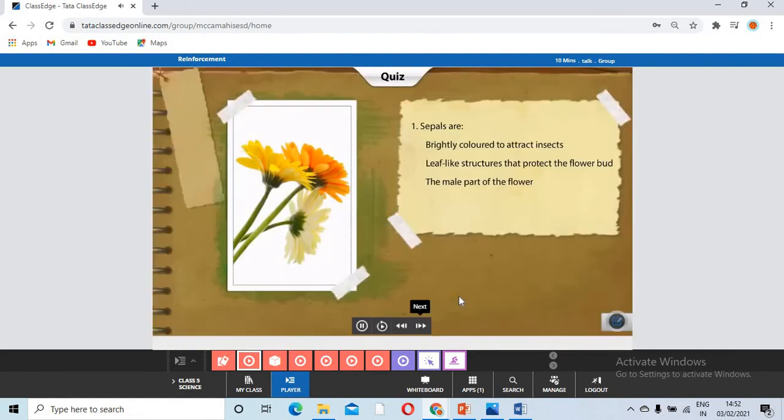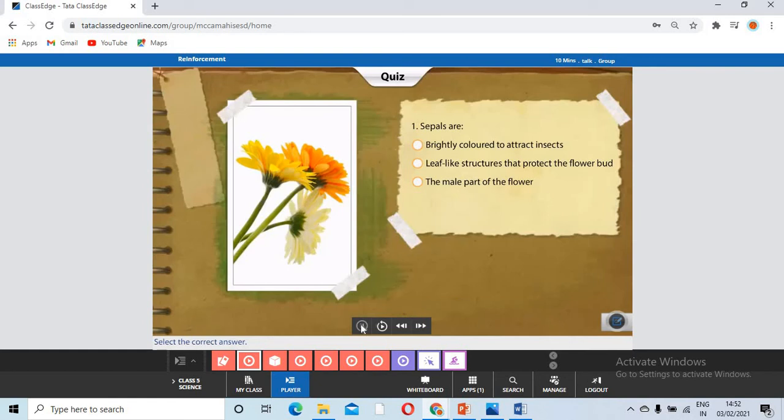Now, try this quiz on the reproductive parts of a flower. Read the following questions and select the correct answer. Okay, I want Amudan to answer me. Sepals are brightly colored to attract insects, or leaf-like structures that protect the flower bud, or the male part of the flower. Amudan can unmute and answer me. Leaf-like structures that protect the flower bud.